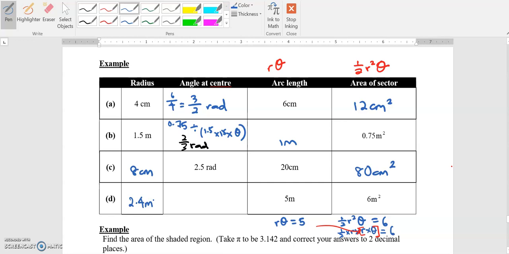Knowing what the radius is, therefore, go calculate the angle at the center. With either of the formulas, you should be able to get to 1 over 12 radian.